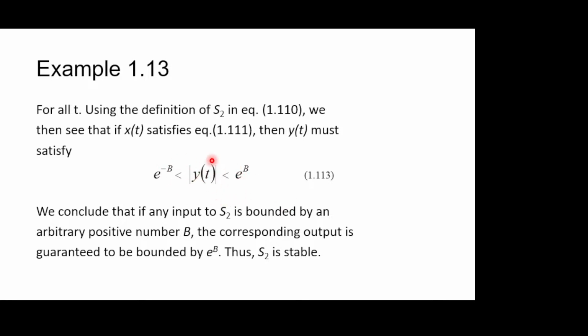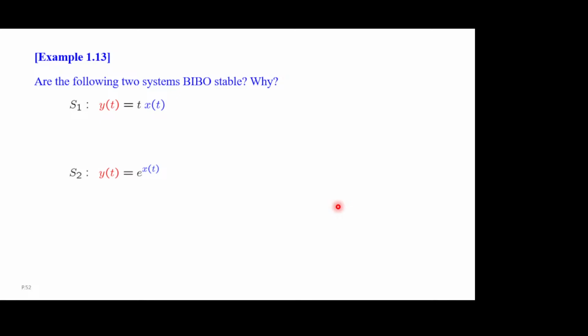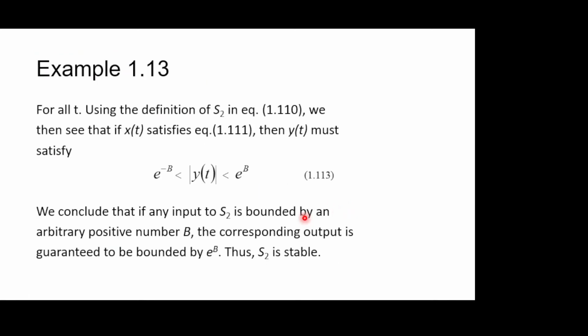So the absolute value of y(t) is bounded by exponential of B, and so this is a bounded output, and so this is actually a stable system. y(t) equals e to the x(t) is stable, because you can give an upper bound on y(t) for every t. Any questions? It is the most confusing property here, and it will get more confusing in the future when we talk about how to analyze the system in different ways. But for now, you need to check this bounded input, bounded output.